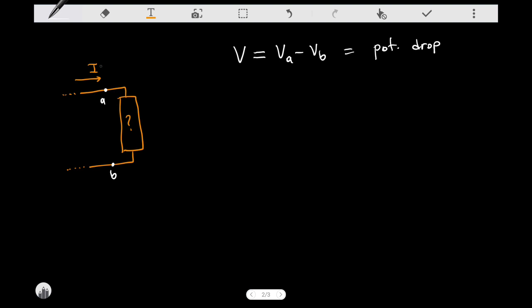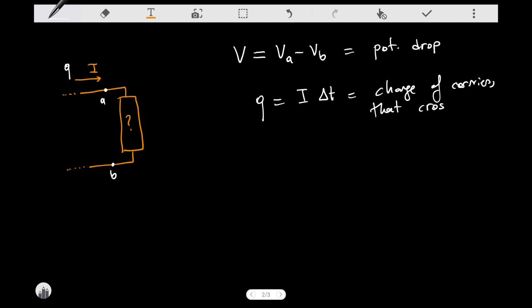So let's say that there's some kind of a time interval, and over that time interval, let's say delta t, the amount of the charge that passes over the device is called Q. So Q is equal to current times delta t. Okay, so Q is the charge of carriers that cross the device during that time interval.